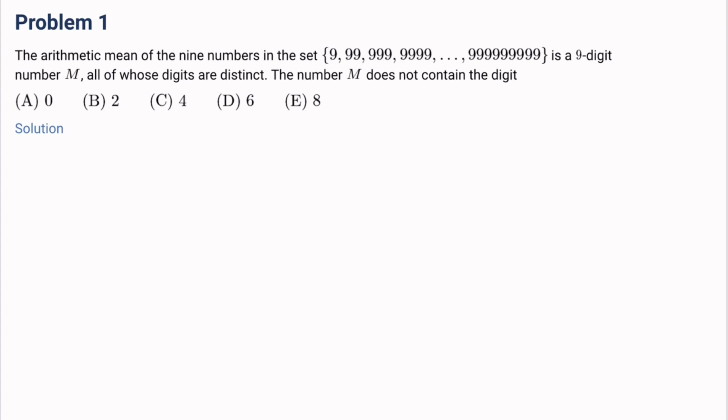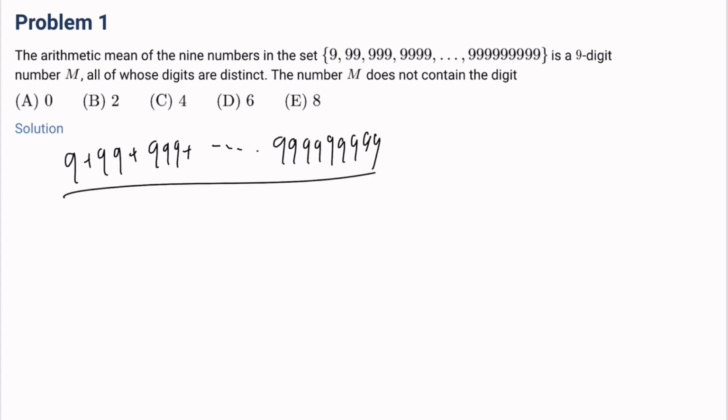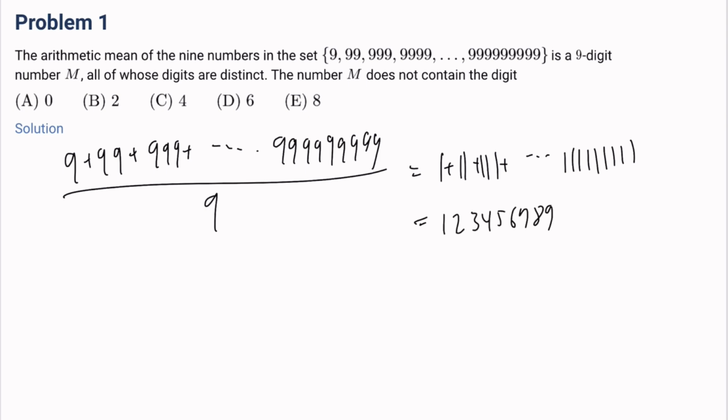So if we try to get the mean of these, it's 9 plus 99 plus 999 plus all the way to 999999999, all divided by 9, right? And so all the 9's cancel, so this is equal to 1 plus 11 plus 111 plus all the way to nine 1's, 111111111, right? So this is going to be equal to 123456789, and the only digit that we have missing here is 0, so the answer is 8.